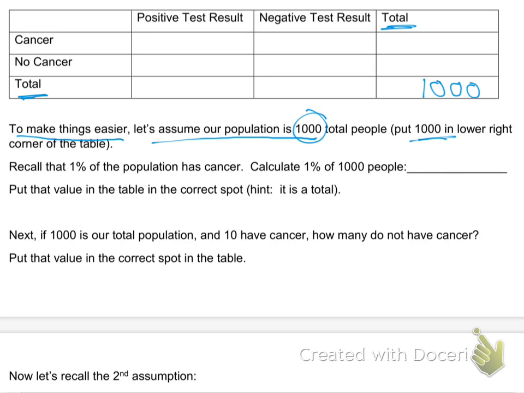So put the 1,000 down there. We good? All right. Next, recall, I'm just saying, let's take a group of 1,000 people, just to make it simple. Let's just take a nice clean number. Let's suppose we have 1,000 people. All right? 1% of the population has cancer, right?